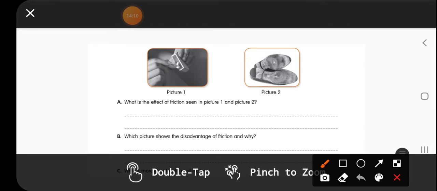So in picture 1 we can see that the matchstick is rubbed against the matchbox so that fire is produced, whereas in picture 2, if you see, the old shoes are completely worn out, so that you cannot get a good grip over the road.